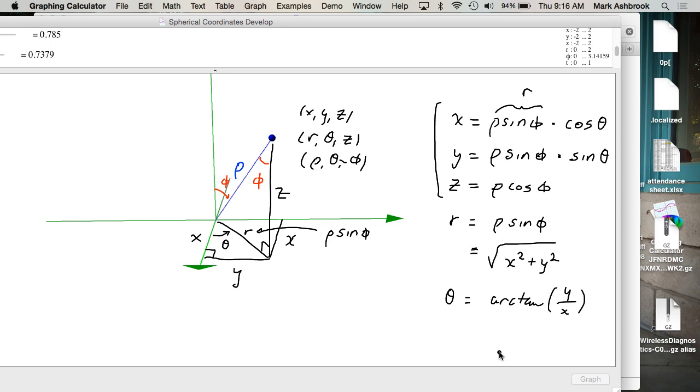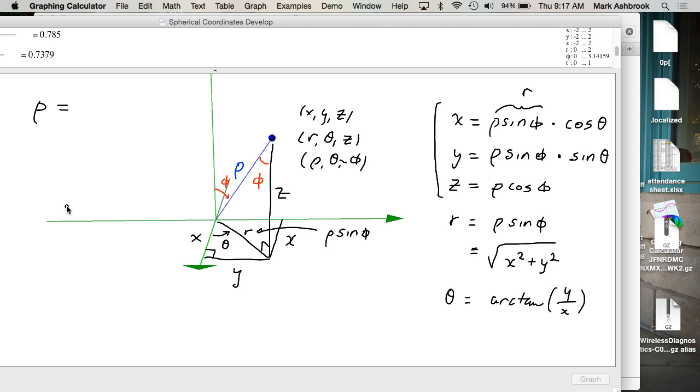So similarly, no relationship between z and theta, right? Those are totally independent quantities. But we have all this relation. x, theta, y, and r are all related. z, phi, rho, and r are all related. And these are all those relationships. Okay? So now let's talk about what is rho.